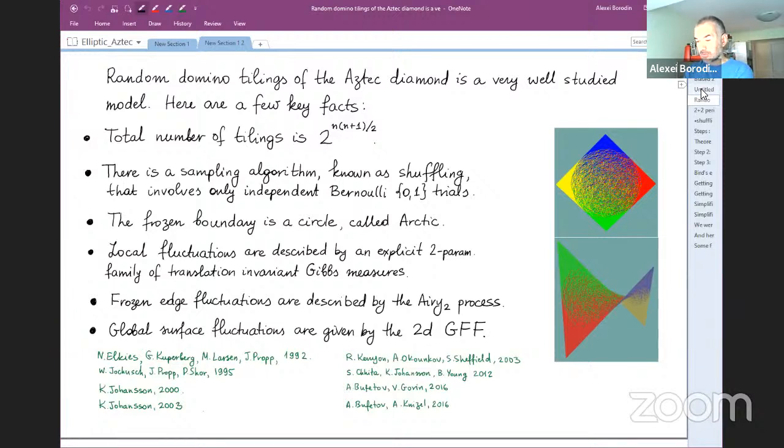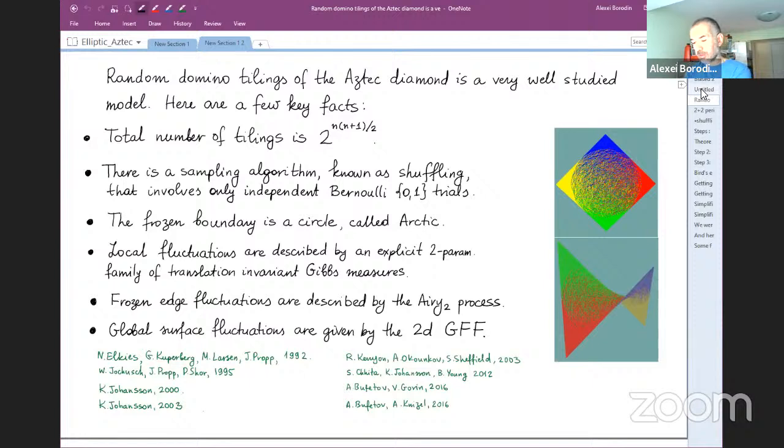Then the fluctuations of the frozen edge, so the Arctic circle, are describable in an efficient way. They're given by something called the Airy-2 process, the object that originated in random matrix theory. And then one can also look at the fluctuations of the random surface around the limit shape, and that produces a conformal invariant object called the two-dimensional Gaussian free field. So lots of papers go into this one-page description.